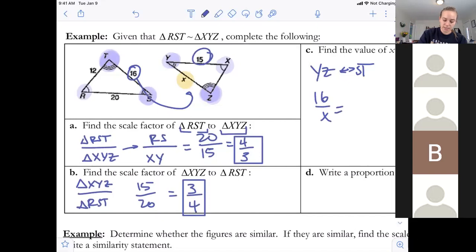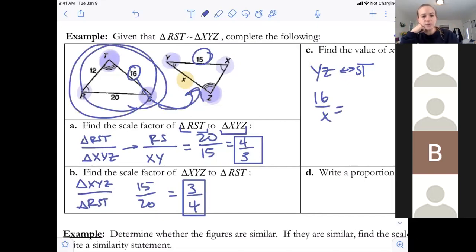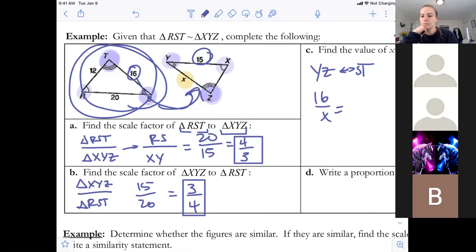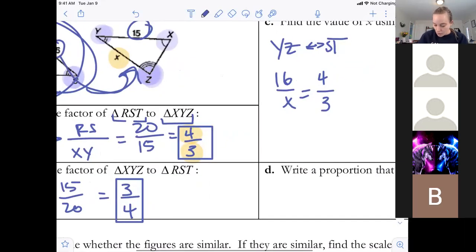If I started with 16, which is this shape, and then I'm going to the other shape, which scale factor am I going to use? The 4 over 3. Very good, Ella. The 4 over 3. So if I want to go from triangle RST and then go to XYZ, I have to have 4 on top and then 3 on bottom because I want the shapes to match. 4 represents the 20, and 16 and 20 are in the same shape, which is why they're both on top. And then 3 represents the 15, and x and 3 are both from the same shape, so they are on bottom.